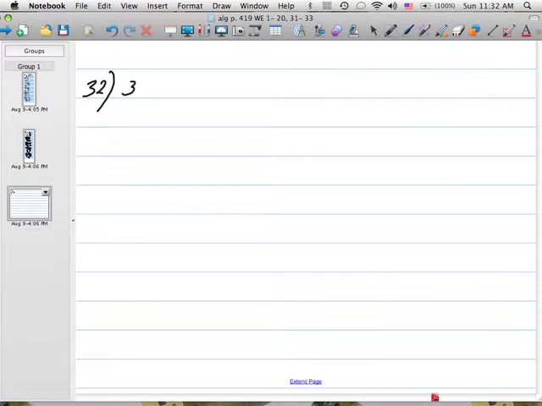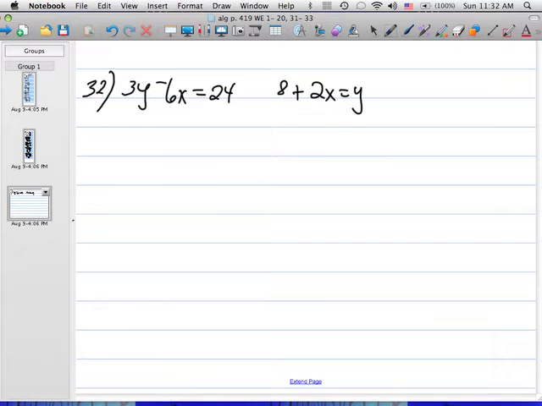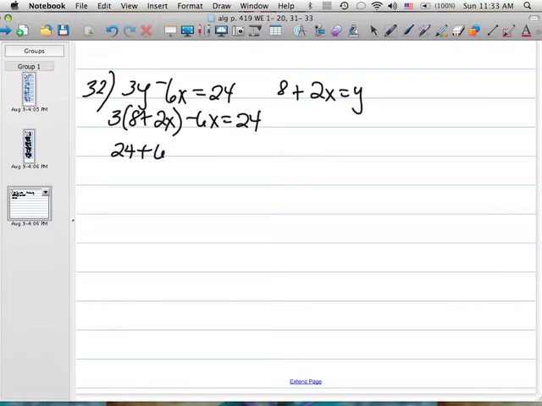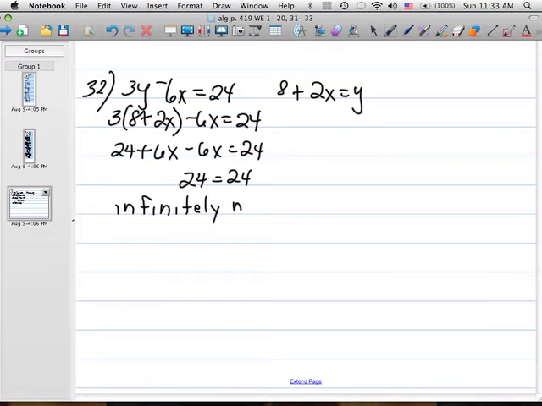So number 32, we have 3y minus 6x equals 24, and 8 plus 2x equals y. Well, it's already solved for y, so we'll go ahead and put in 8 plus 2x where we have y over here, minus 6x equals 24. Distributive property gives me 24 plus 6x minus 6x equals 24. So 24 equals 24. So there's an infinite amount. And we just got to come up with 3 of them.